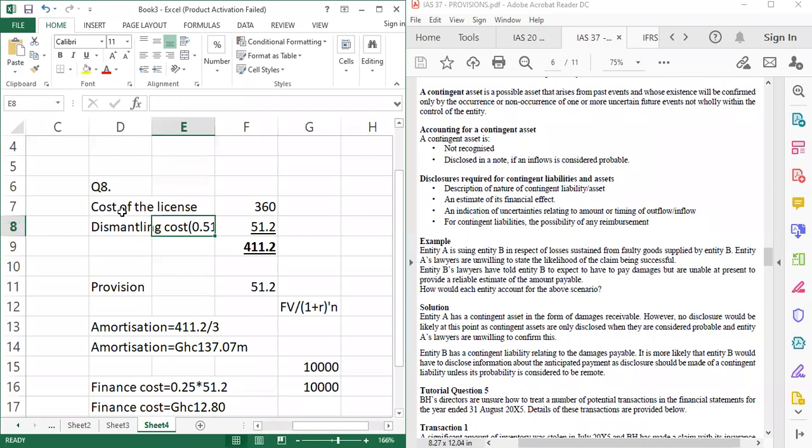Okay. So the first one, for you to know the cost of the license, you first look at the purchase price. How much did you purchase the license for? Then you have 360. Then how much are you going to spend to bring the land to its original position? That is the dismantling cost. So what we do is we present value the dismantling cost. How do we do that? We take 1 over (1 plus r) to the power n. The r is the cost of capital of the company. The n is the number of years.